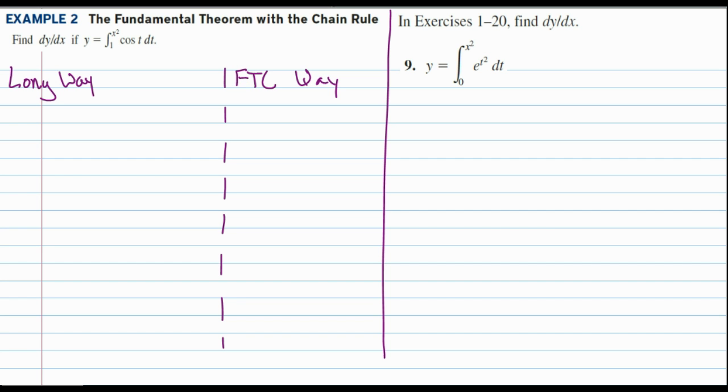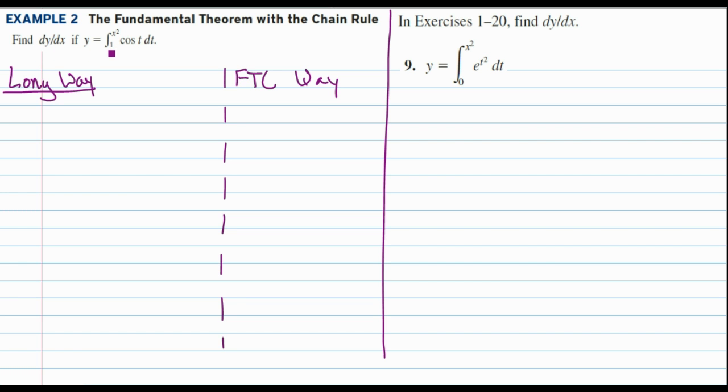But now, if you notice, the upper limit of integration is not just x, it's x squared. So how does that come into play? Well, we're going to do it the long way first to show you how this works, and then teach the fundamental theorem of calculus way, the shortcut that gets around the whole long way. So the directions say find dy/dx.